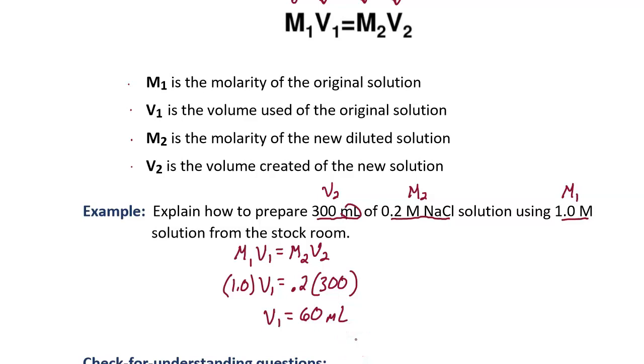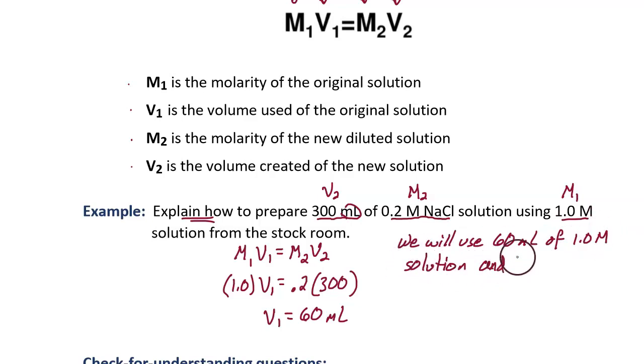Now, just because we got an answer for V1, that doesn't mean we've answered this question. This question is looking for an explanation. Explain how to prepare the solution. Just saying 60 milliliters, that doesn't explain anything. So we need to continue on. A sentence like this would do it. Now we have an explanation of how you could actually accomplish this in a lab experiment.